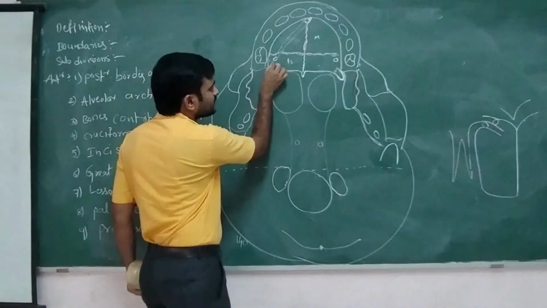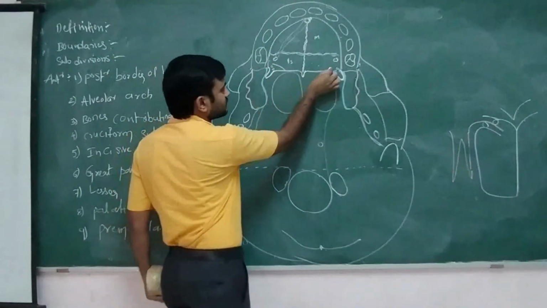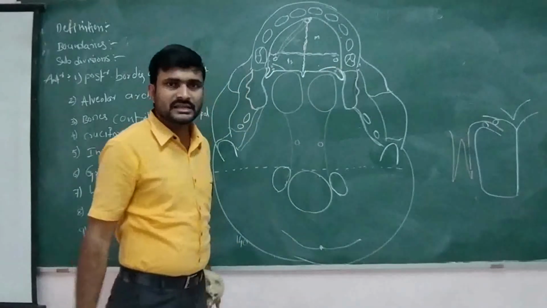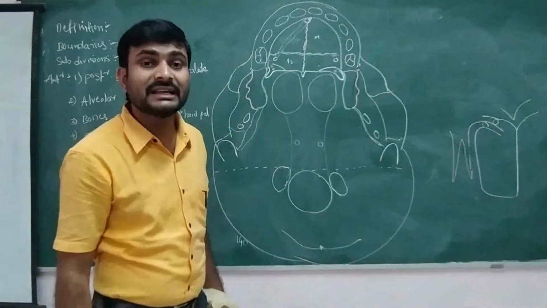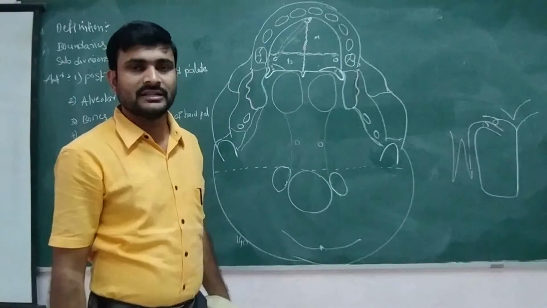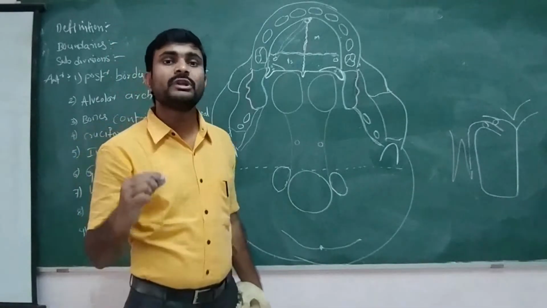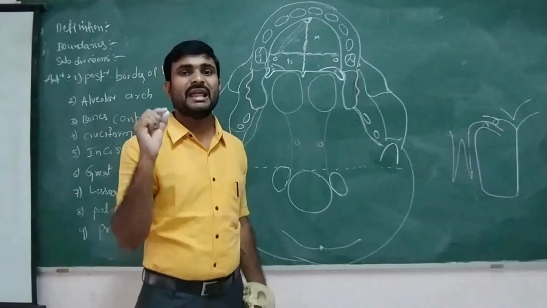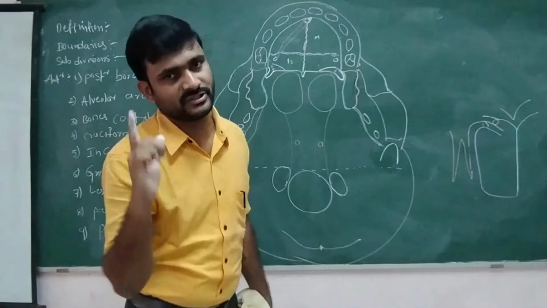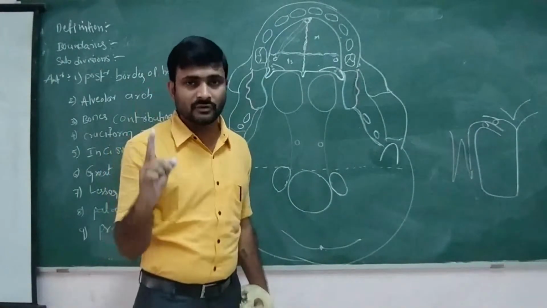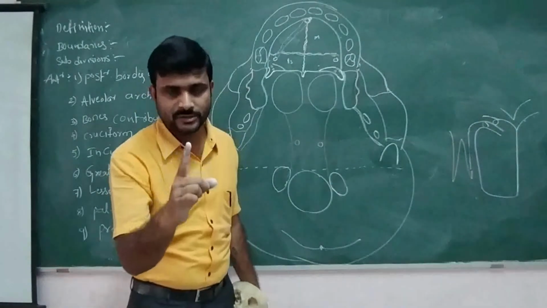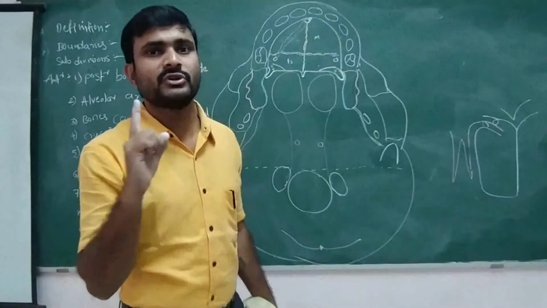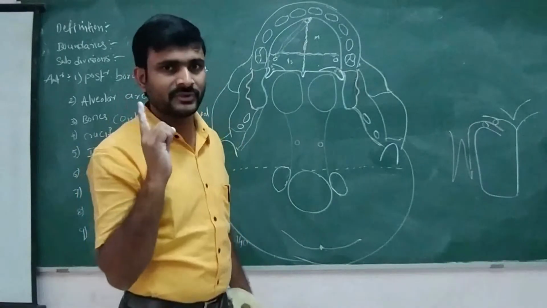Then next, in this place one crest is present like this. This crest is called the palatine crest. The palatine crest is a bony curved ridge. To this ridge, the palatine aponeurosis is attached.